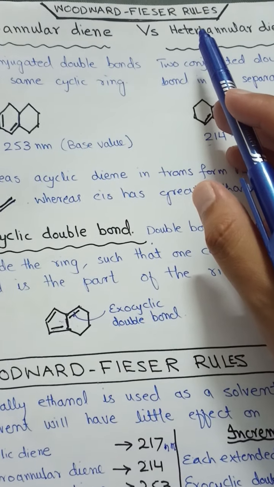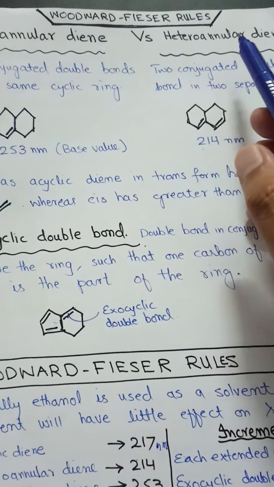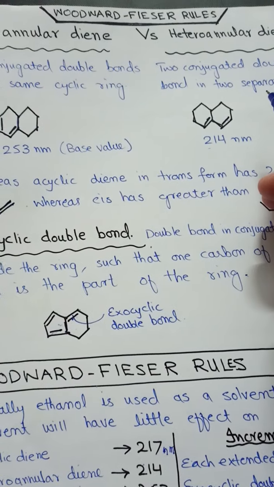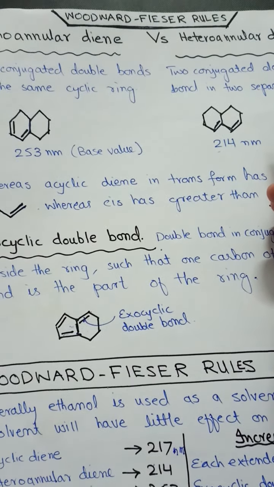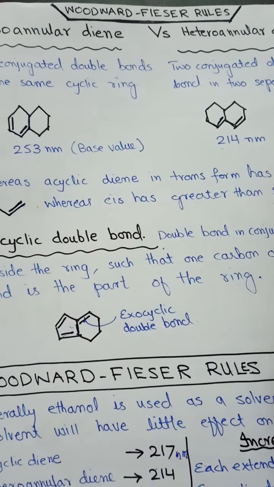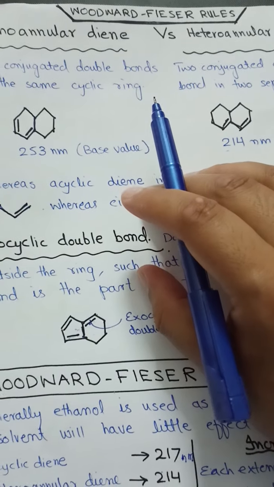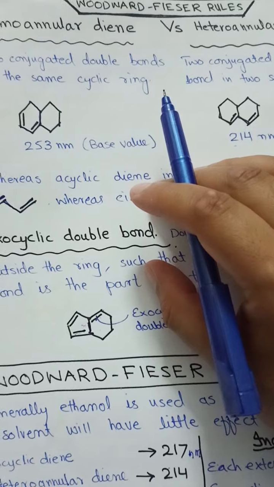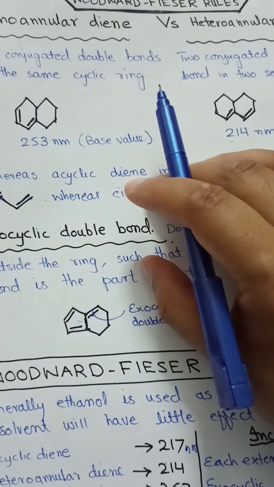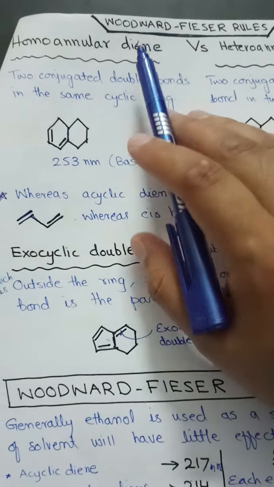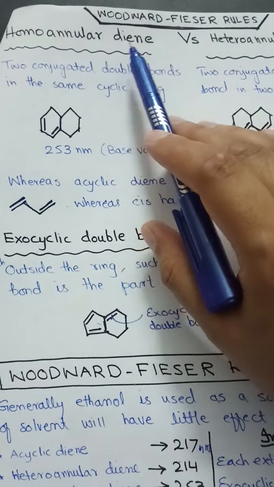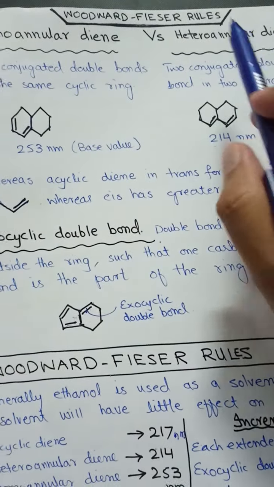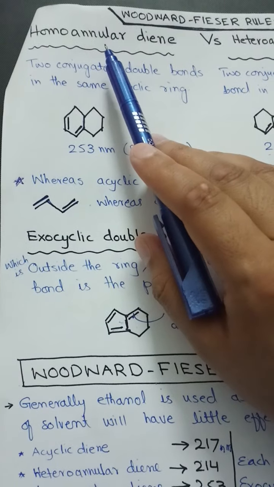These rules are important to estimate the maximum absorption of the compound. So it provides a theoretical value for the lambda max. So by using these rules, we can predict what the lambda max will be for our compound. For this, we should know some terminologies like homoannular dienes and heteroannular dienes. So what are homoannular dienes?